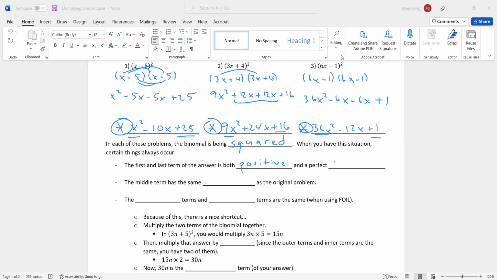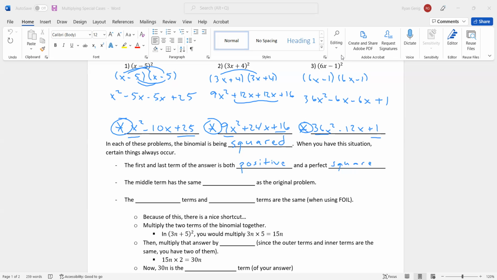They're also perfect squares. Now, what is a perfect square? A number times itself should be able to give you that number. So what times itself gives me x squared? Well, that would be x. A number times itself gives me 25. That would be 5. A number times itself gives me 9x squared. That would be 3x. A number times itself gives me 16. That would be 4. A number times itself gives me 36x squared. That would be 6x. And a number times itself gives me 1. It's 1. So a perfect square is basically that the square root of that number is a good number, right? If you want me to explain that a little bit more, I can in class; put a little star next to that.